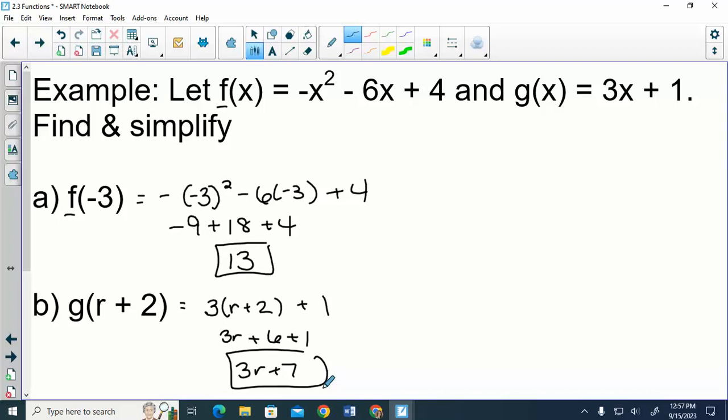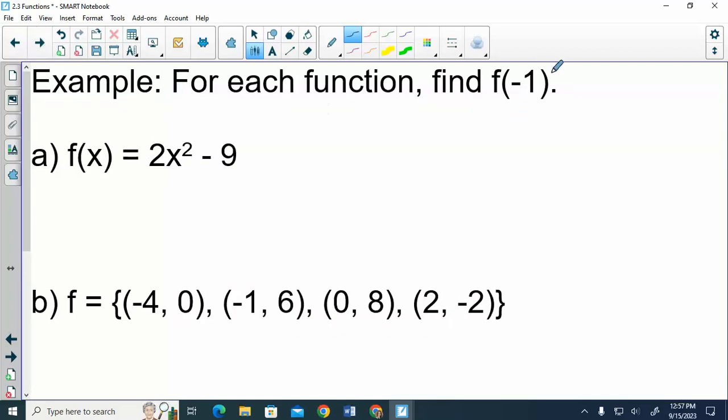Last slide. I just want to look at some different representations for our functions, and we're going to find f of negative 1 in each of these cases. So remember, when I'm saying find f of negative 1, that's saying x is negative 1, find y. Why don't you guys take a second and see if you can do it for each of these.